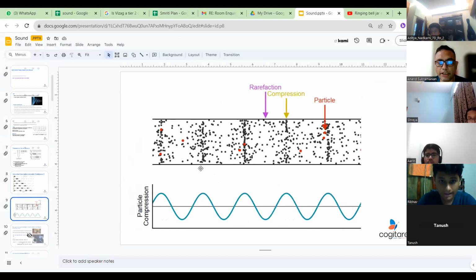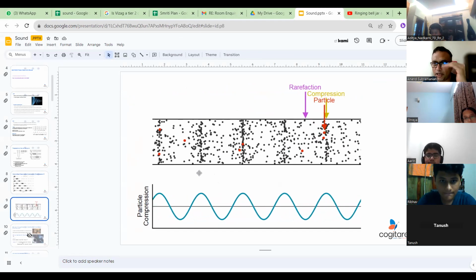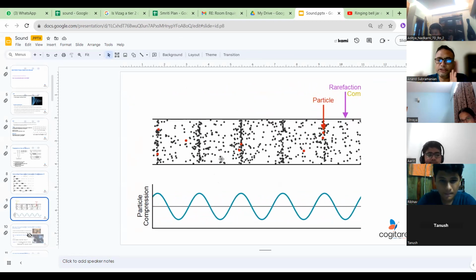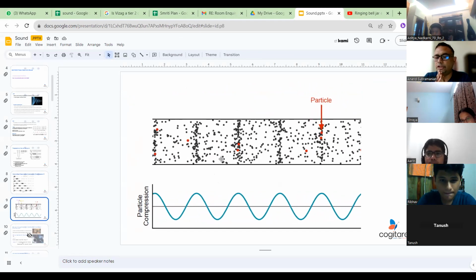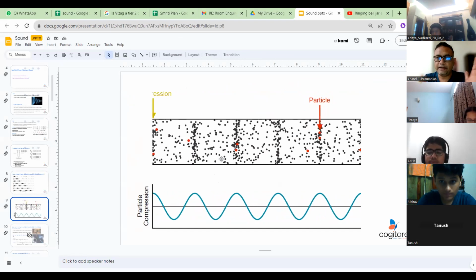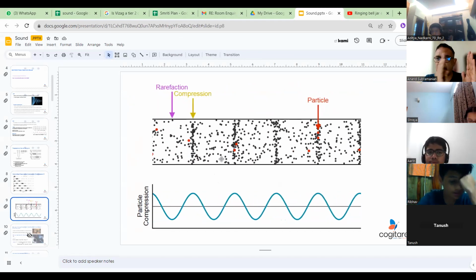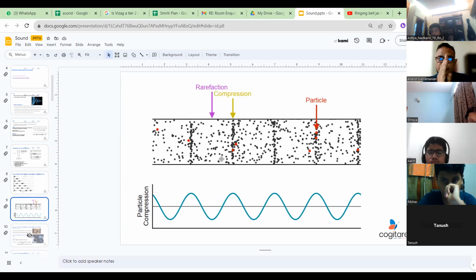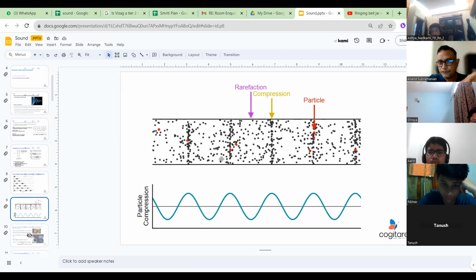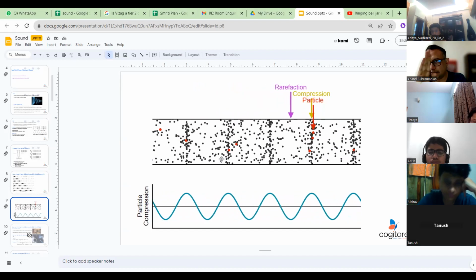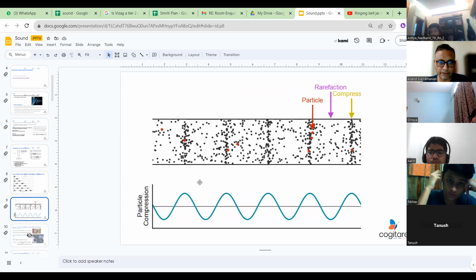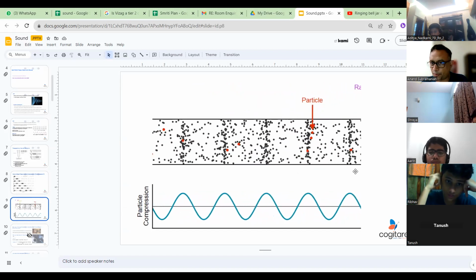Okay, look only at the top half of the diagram. This is what is actually happening in the sound wave. When the drum is vibrating, the particles, like the red dots, are going left and right. And the dark lines which are moving, that is called the propagation of the wave.